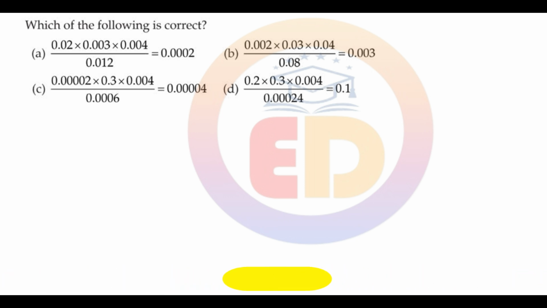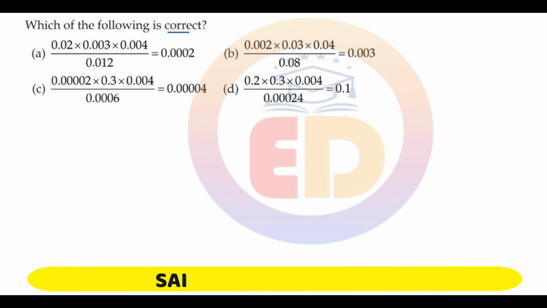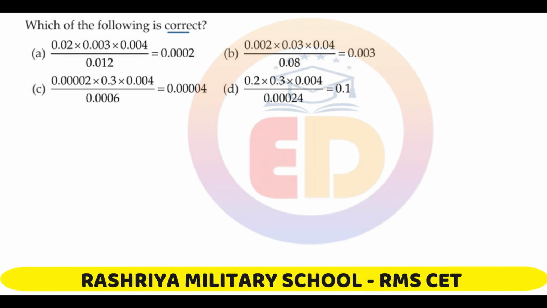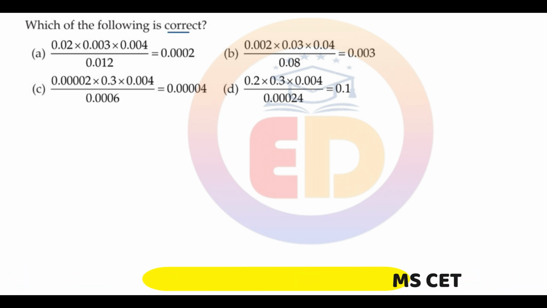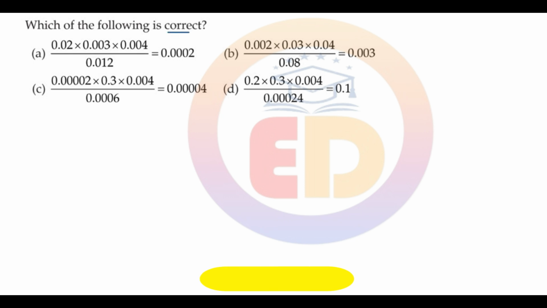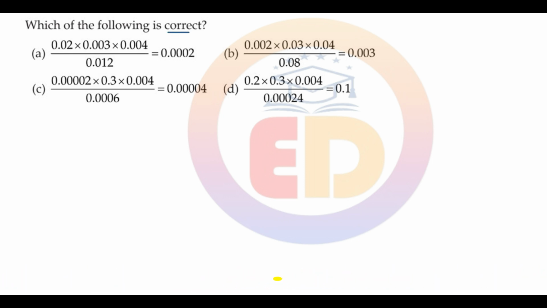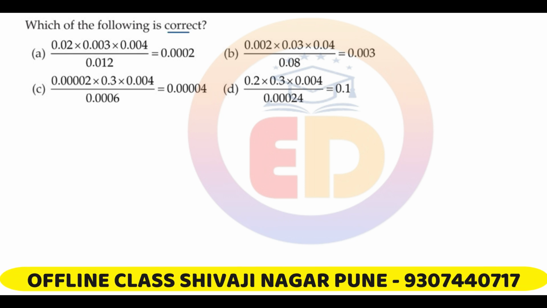Which of the following is correct? In this question, 4 options are given and we have to find out which option is correct. Now all the questions involve the operation of multiplication and division of decimal numbers. Let us start with option number A.